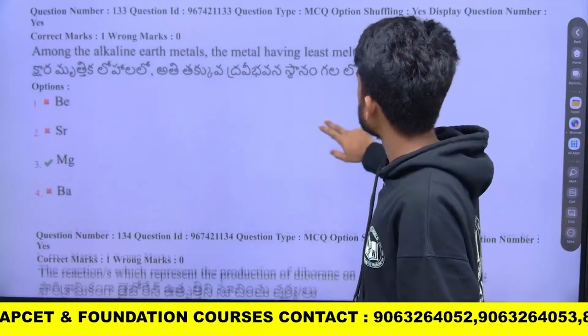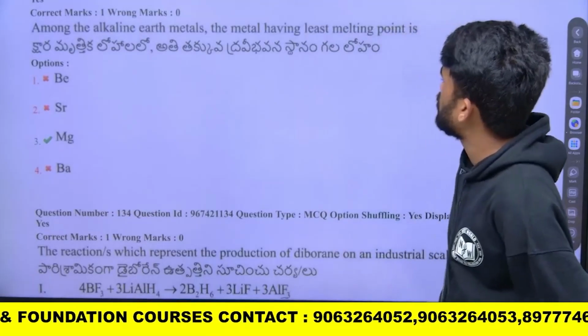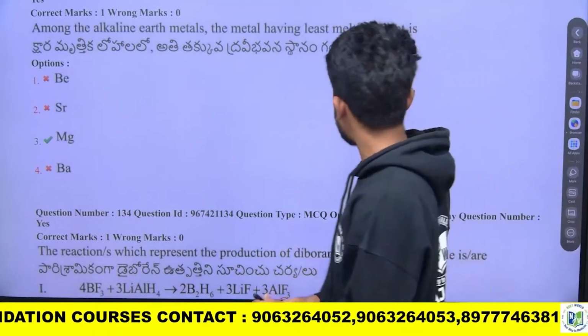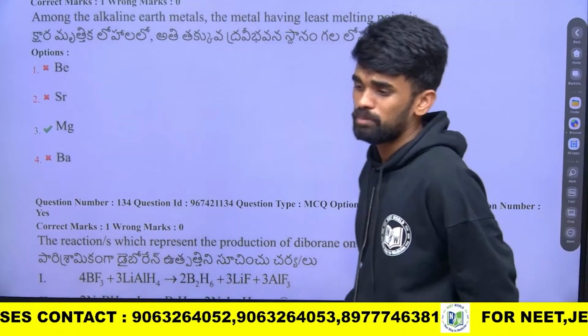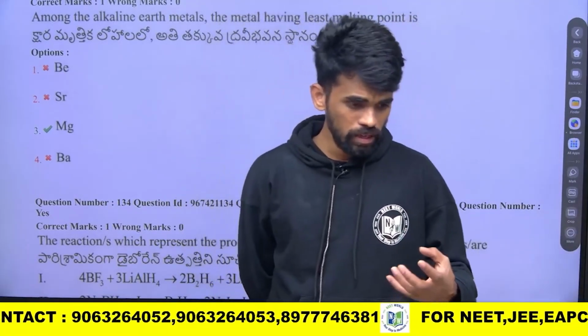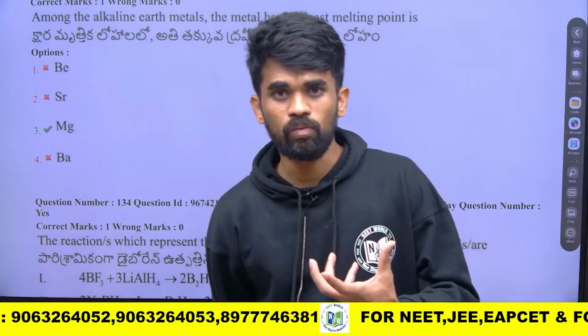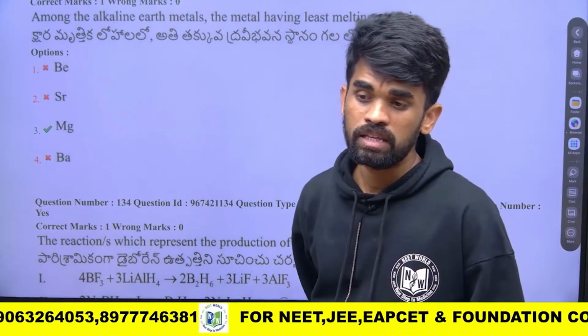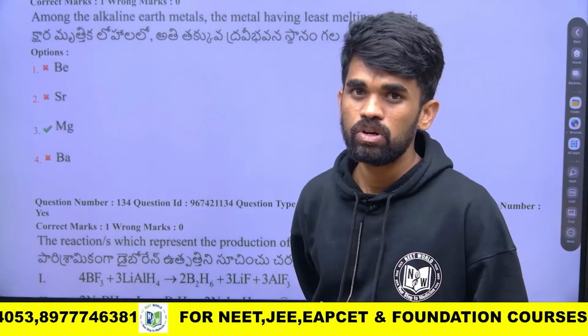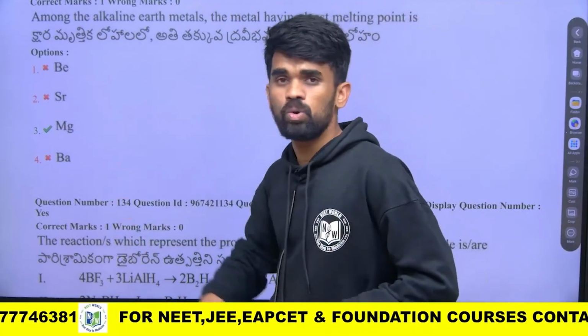Okay, then next, among the alkaline earth metals, the metal having the least melting point is magnesium. You can go with option number 3, because melting point depends upon the kind of interactions, metallic nature as well as the crystal lattice structure also. So due to that reason it will have a lower melting point.